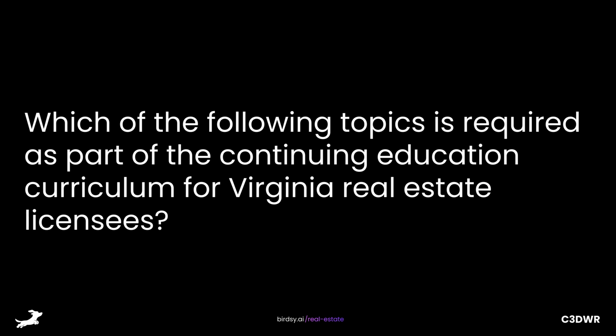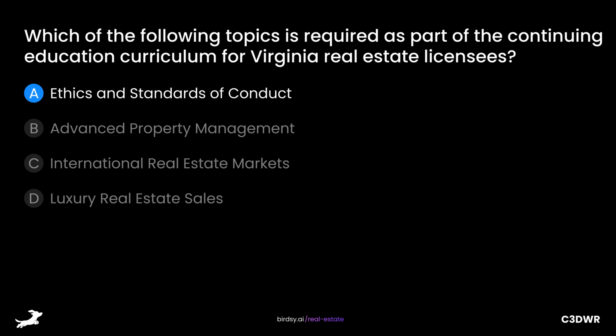Which of the following topics is required as part of the continuing education curriculum for Virginia real estate licensees? Is it A, ethics and standards of conduct, B, advanced property management, C, international real estate markets, or D, luxury real estate sales? The answer is A, ethics and standards of conduct.